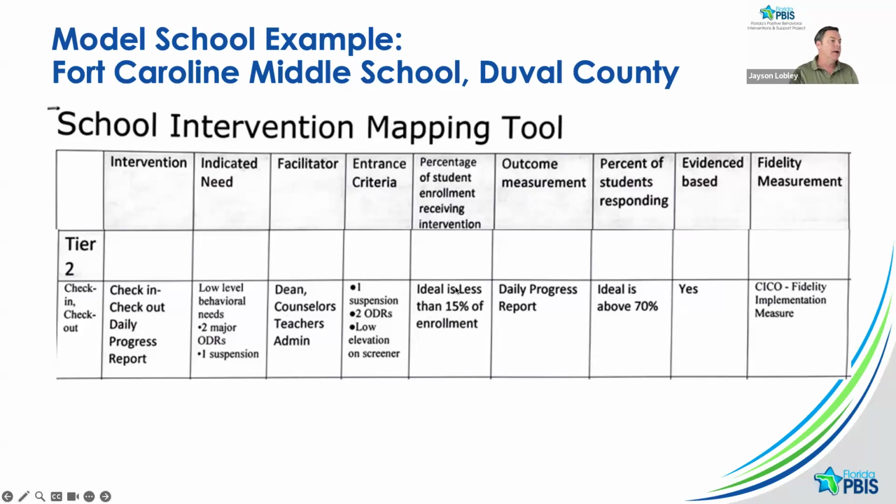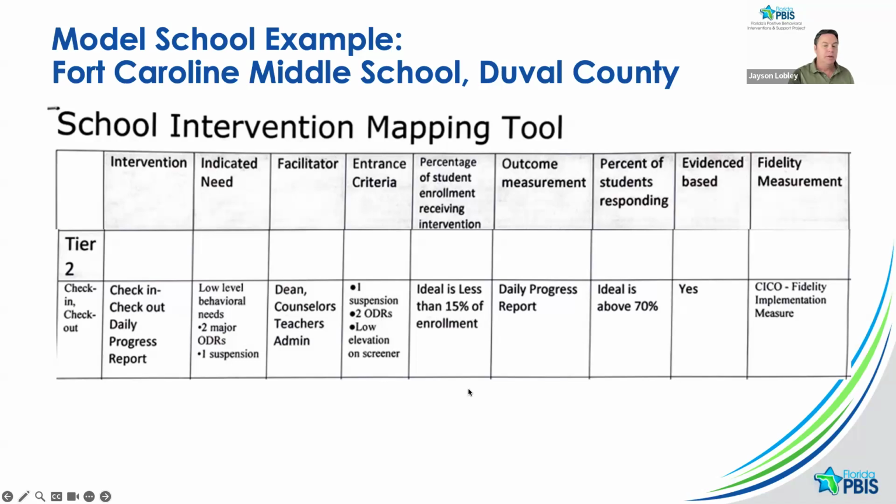So they've got also a percentage of student enrollment receiving this intervention. So they want it to be less than 15%. They'll be using a daily progress report for check-in, check-out, and they want to have at least 70% of their students making 70% or more. So they've got that criteria set for how this particular intervention is going to be successful. So that's a real neat feature of this particular chart too.